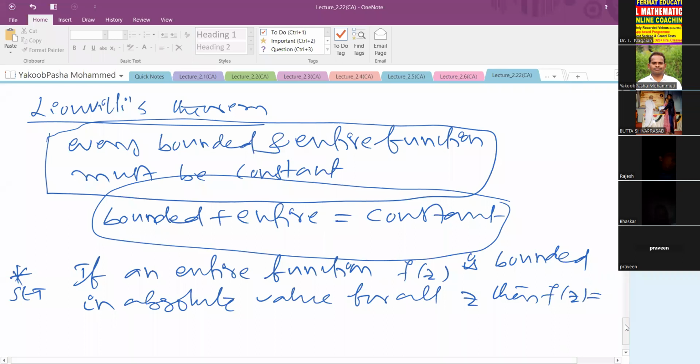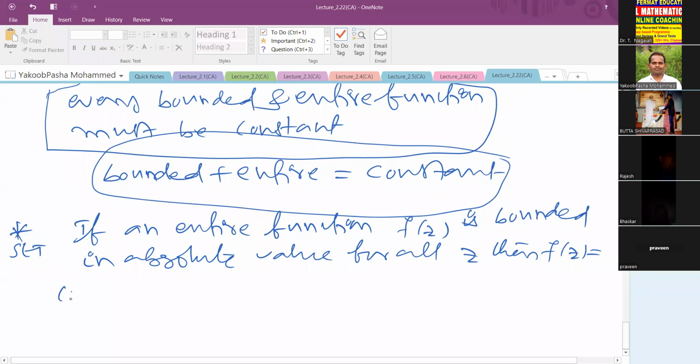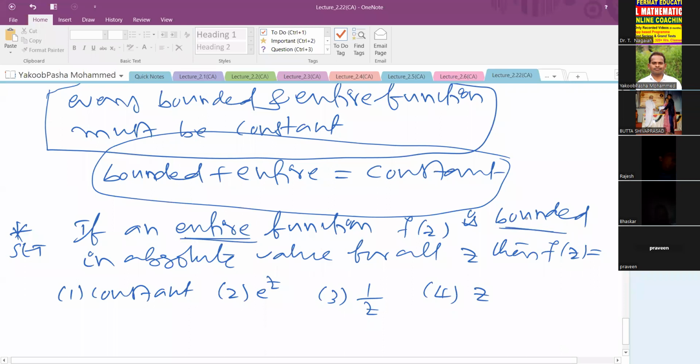We have options here. First option, constant. Second option, e to the power of z. Third option, 1 by z. And the fourth option is z. We have to see the entire function which is bounded. An entire and bounded function has to be constant. So f of z is equal to constant.